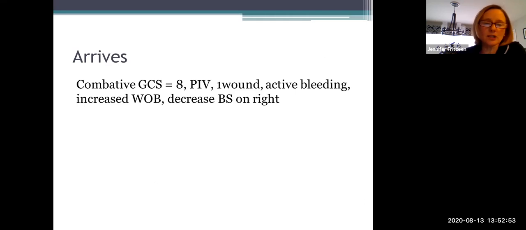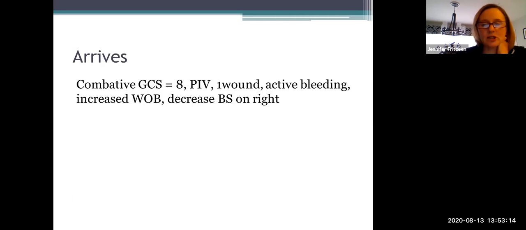She arrives to us and she's combative. Her GCS is now 8. She has 1 wound that is actively bleeding. She has increased work of breathing, and she has decreased breath sounds on the right. So again, what we know here: if she only has 1 wound, 1 hole on her body, we know that that bullet is probably still in there.